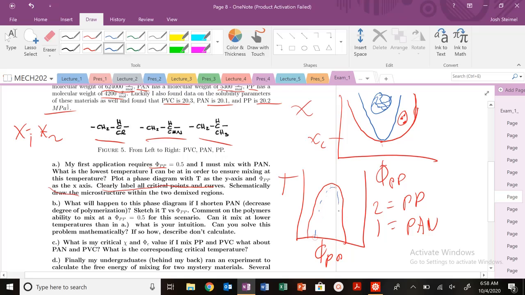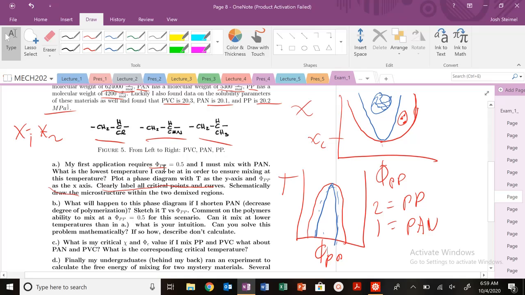Still, my phi 2C remains unchanged. So it's still kind of centered around there. So plot that. That's it. So I plotted those regions, sketched the microstructure, plotted the phase diagram in T. We're symmetric, again, because x1 and x2 are equal to one another. So we're centered around that 0.5, that critical parameter we just calculated.